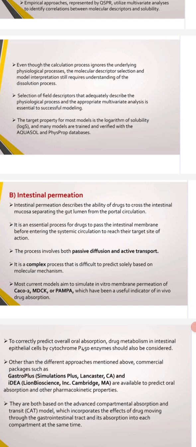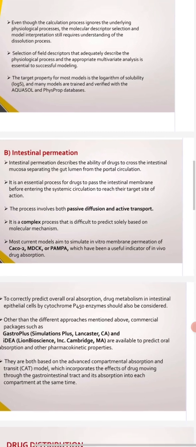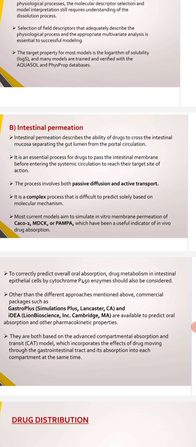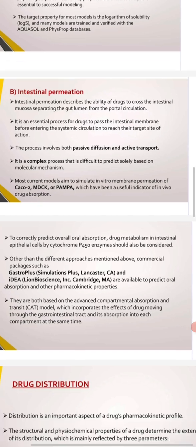It is an essential process for drugs to pass the intestinal membrane before entering the systemic circulation to reach their target site of action. The process involves both passive diffusion and active transport. It is a complex process that is difficult to predict solely based on molecular structure. Most current models aim to simulate in vitro membrane permeation of Caco-2, MDCK or PAMPA, which have been useful indicators for in vivo drug absorption.